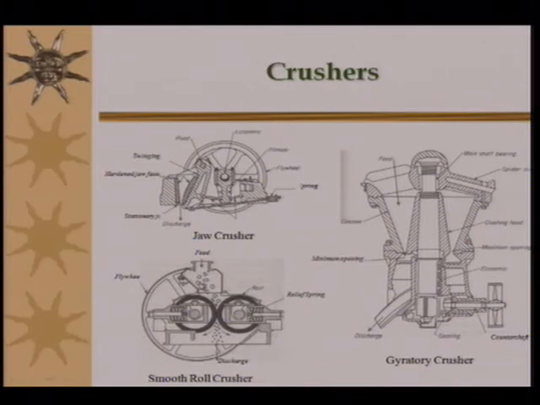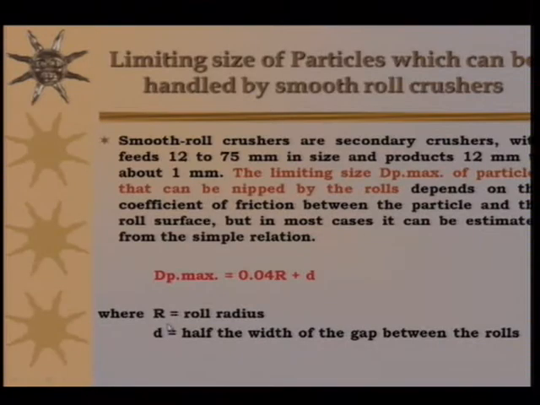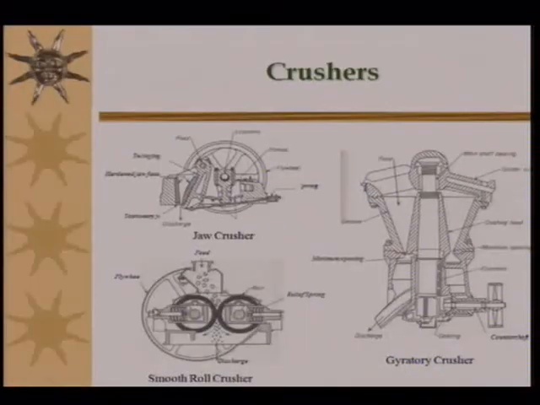And in a smooth roll crusher also you see the roll diameter. The diameter of the roll is somewhere around 600 millimeter to 2000 millimeter, and the face is about 300 millimeter to 914 millimeter, and speed is about 50 to 300 rpm for these rolls when they crush the material.